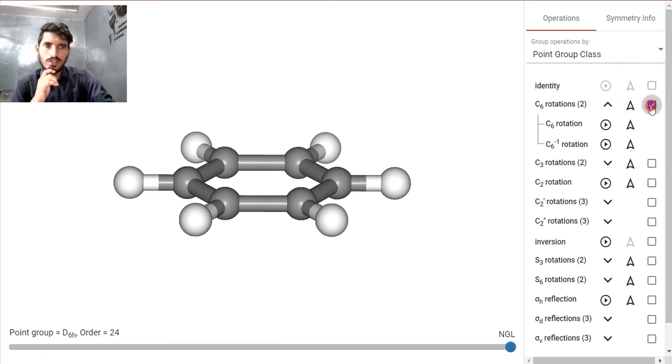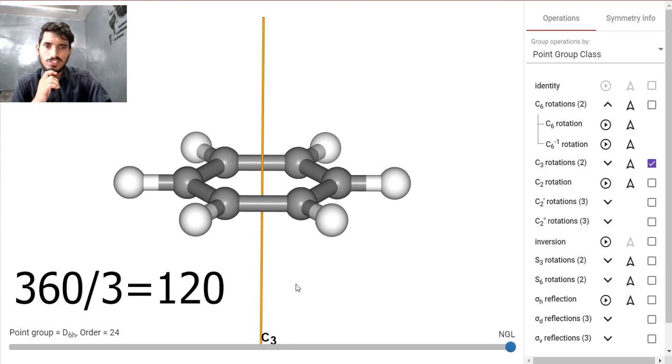Moving on, what more rotations are present in the molecule of benzene? C3 means that I have to give a rotation of 120 degrees. How did I find that? 360 divided by 3. Since I am giving a C3, the n value is 3, so 360 divided by 3 gives an answer equal to 120 degrees. That means I have to give a 120-degree rotation to the molecule of benzene.